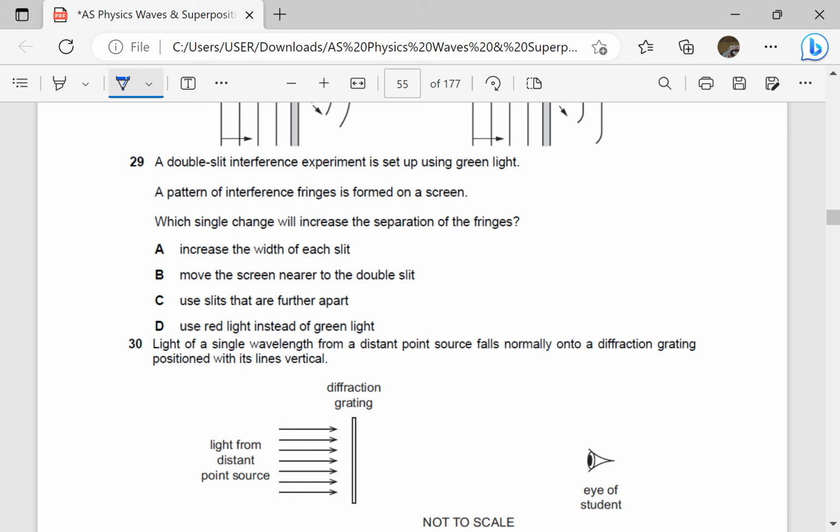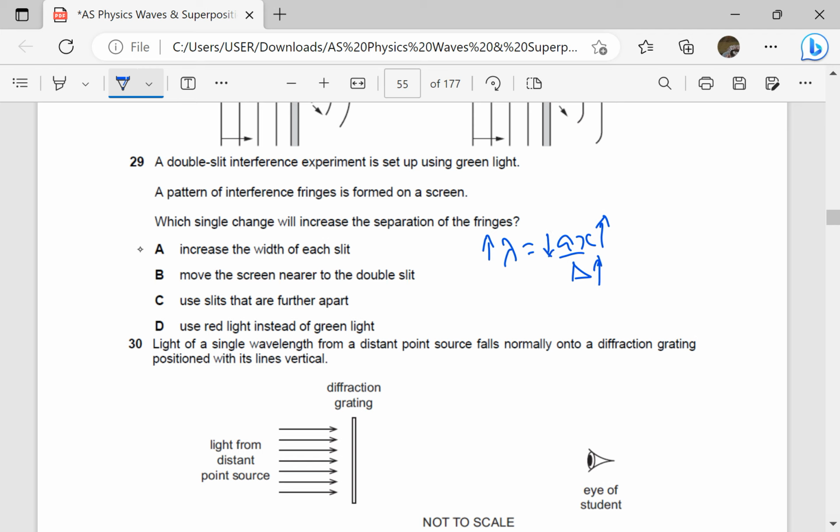A double slit interference experiment is set up using green light. A pattern of interference fringes is formed on a screen. Which single change will increase the separation of the fringes? It is a double slit, so lambda is equal to ax divided by D. We want the fringe separation to increase. Either wavelength increases, or D increases, or a decreases.